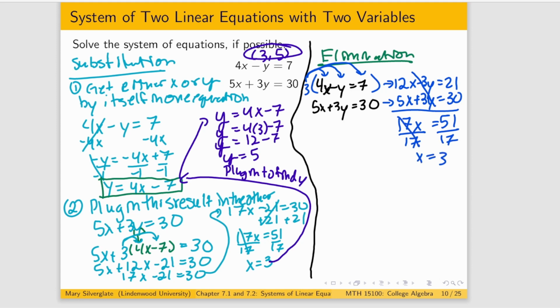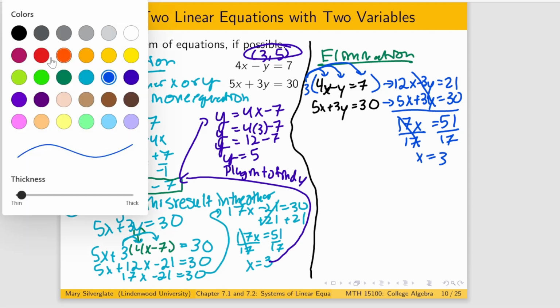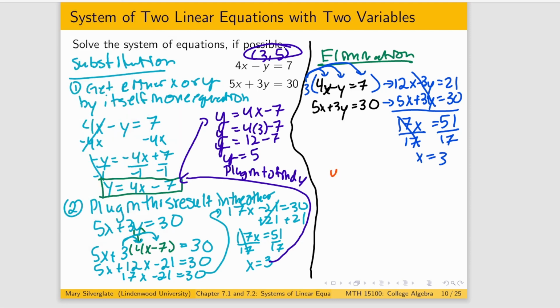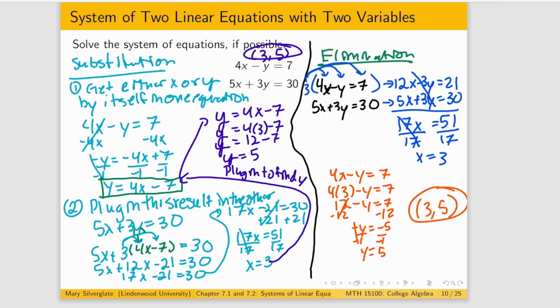And then you still have to plug that into one of your equations. It doesn't matter which one. Let's just say you picked the first one. So you would plug in 3 for x to solve for y. So we get 12 minus y is 7. Subtract 12, subtract 12. Negative y is negative 5. Divide by negative 1, divide by negative 1. y is equal to 5. So your point would still be (3, 5), solving that way as well.